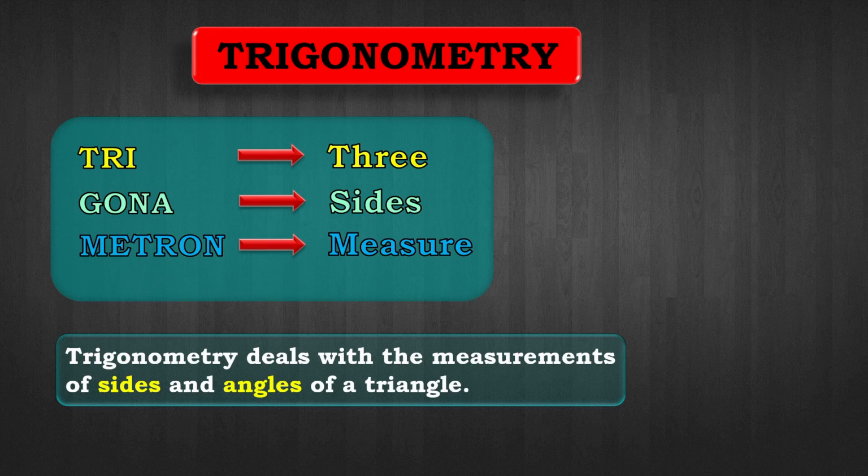In mathematics, trigonometry deals with the relationship between the sides and angles of a triangle. In this chapter, we mainly study right-angled triangles and learn how the sides of the triangle are related to its angles. These relationships help us find unknown sides or unknown angles using known values. This concept forms the foundation of trigonometry and is very important for solving problems in higher classes and real-life applications.